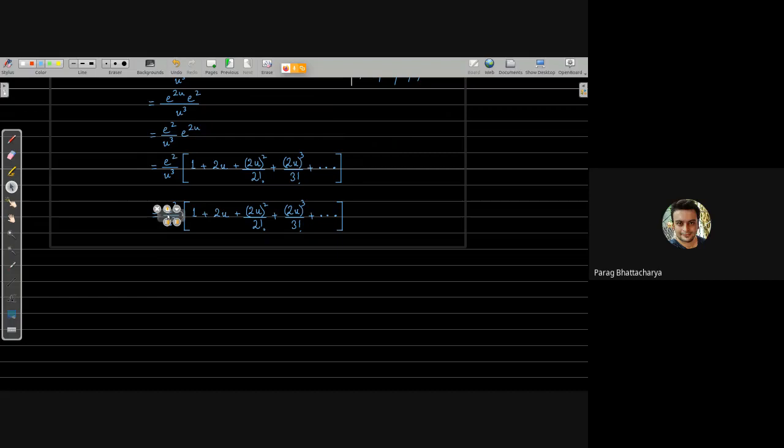u cube goes inside. 1 by e squared will remain outside as it is. So u cube goes inside, so we will have 1 by u cube. We'll get a 1 by u cube. Then when you multiply this with 2 and divide by u cube, this u will vanish and this u cube is going to become u squared. So 2 by u squared. So 2 remains up and then we'll get a u squared.